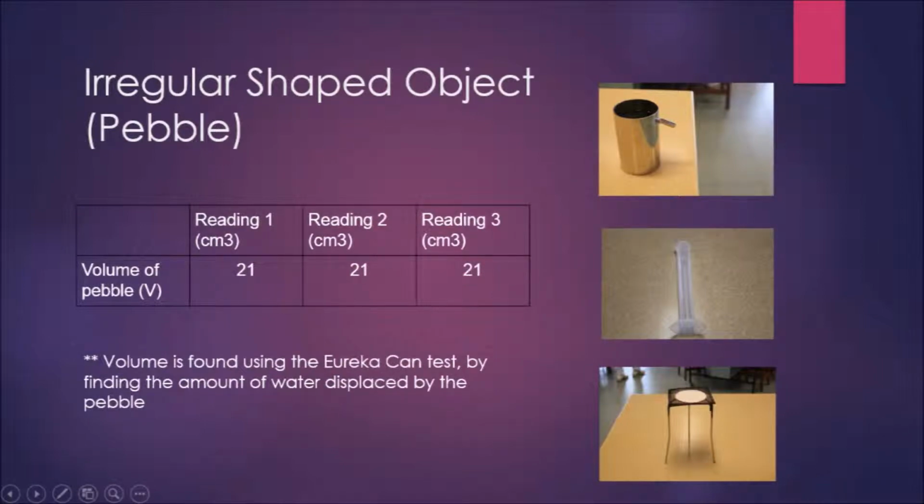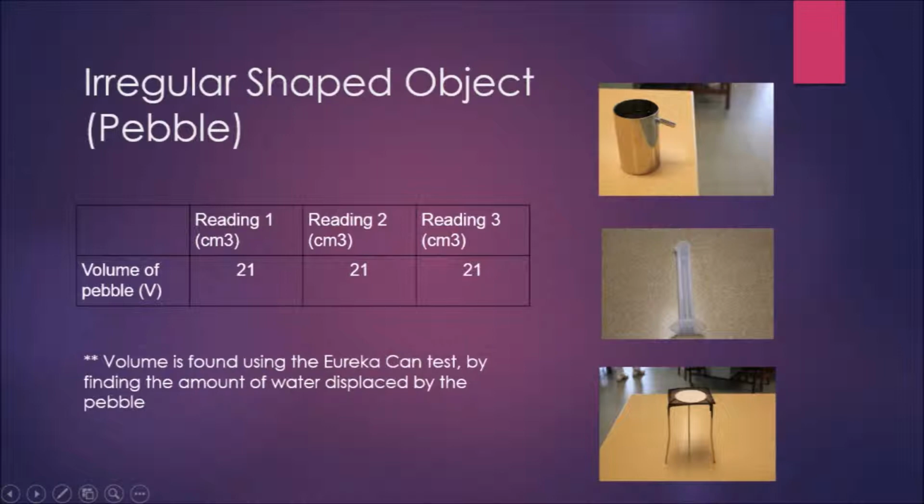The next object is irregularly shaped, the pebble. Since it is hard to find the volume of an irregularly shaped object like the pebble using a formula, we decided to use the Eureka can test, which makes use of the Eureka can, the measuring cylinder, and the tripod stand. This is as seen in the picture on the right. The test was repeated thrice to reduce any experimental errors.